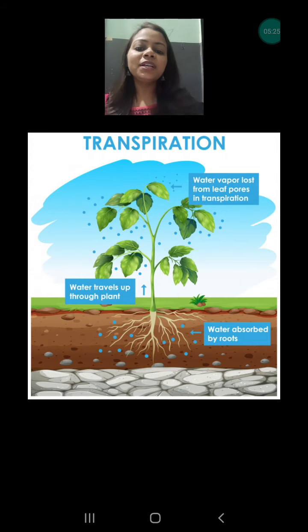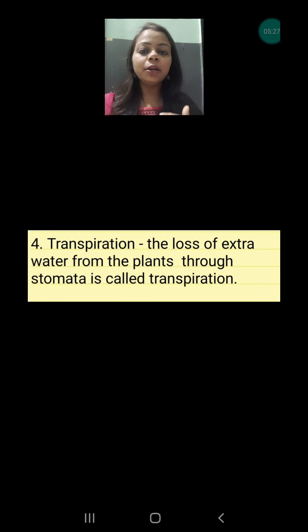Okay, so what is transpiration? Transpiration is the loss of water. Extra water in the plant is released out. This is known as transpiration. So transpiration is the loss of extra water from the plant through stomata.